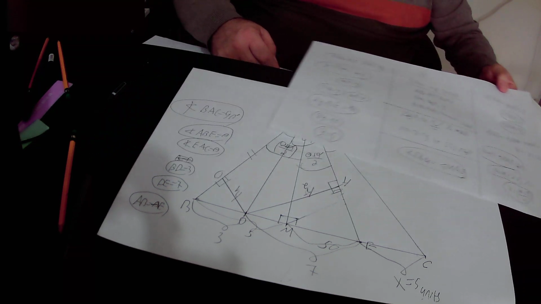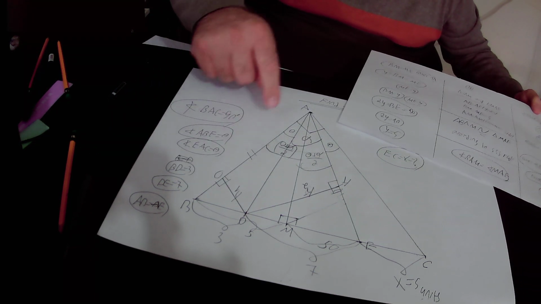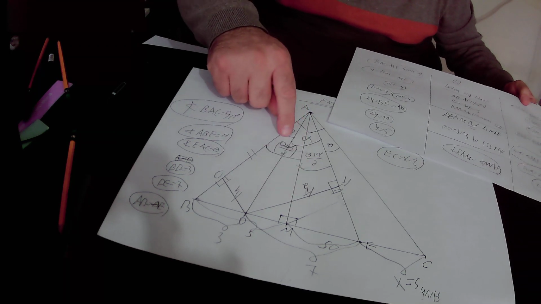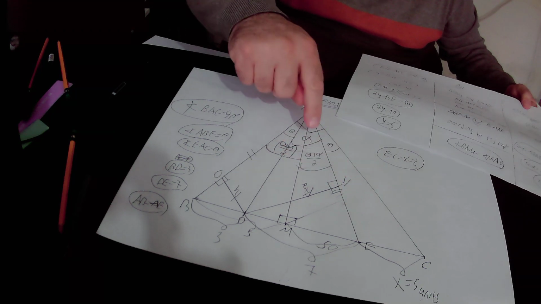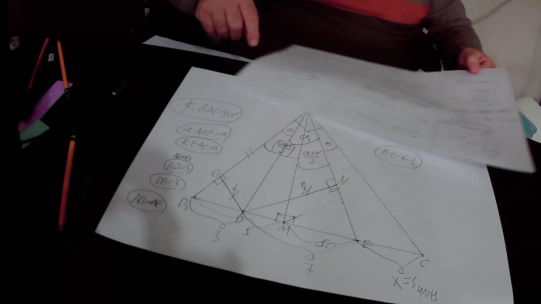So x, that is angle BAM, equals (theta plus alpha) over 2, and x, that is also angle MAE, also equals (theta plus alpha) over 2.